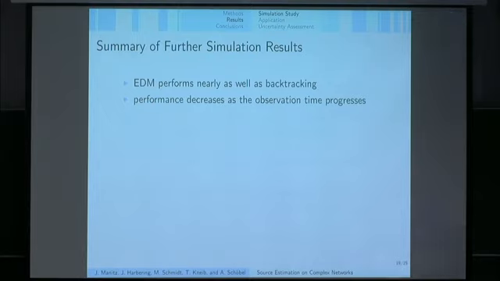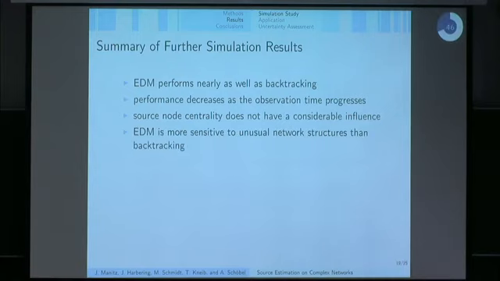We could see also in the previous slides that the performance decreases as the observation time progresses, which makes a lot of sense because the pattern gets more fuzzy and is kind of vanishing. In the model analysis, we could not find any considerable influence of the source node centrality. We were a little surprised by that, but then we could also confirm that in the application. The effective distance median is more robust in terms of detection performance, but is a little bit more sensitive to unusual network structures.